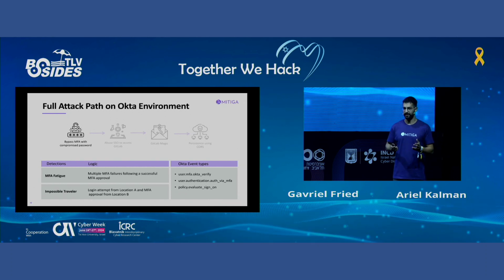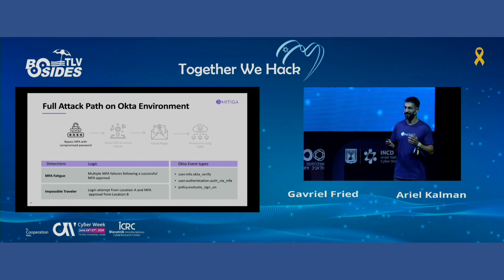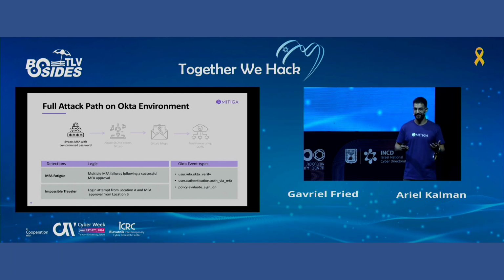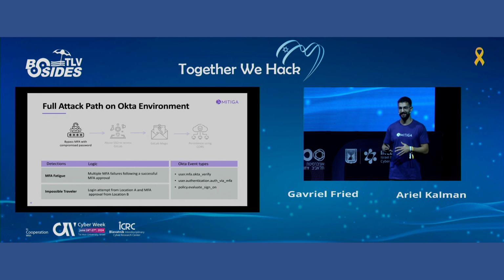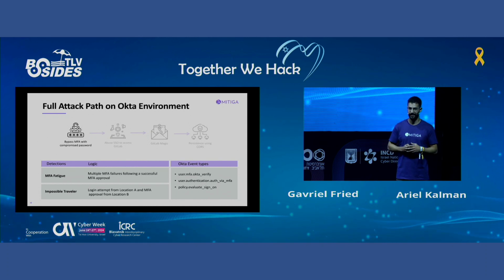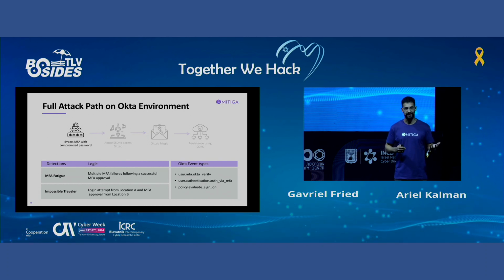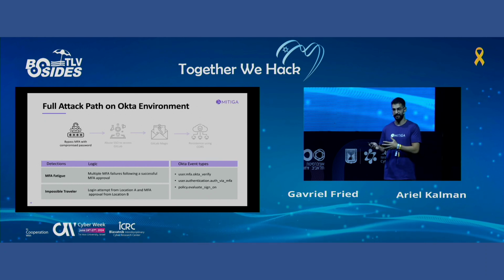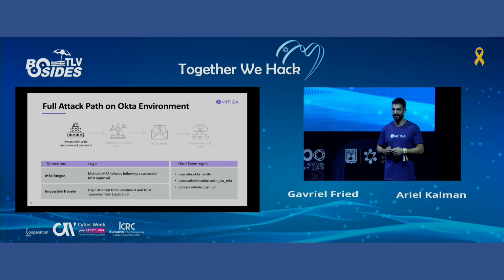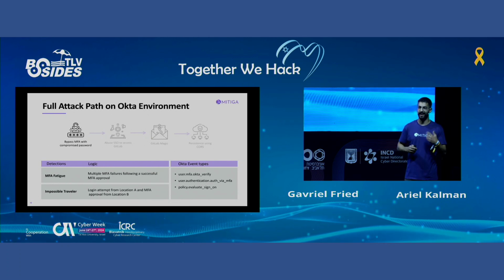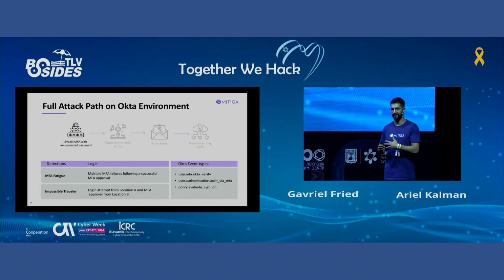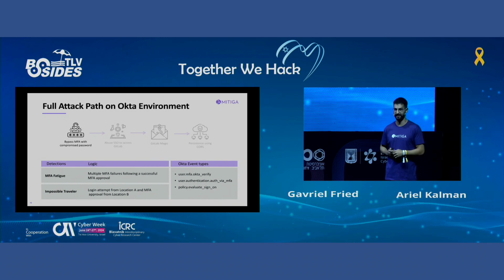The second detection is impossible traveler. This occurs when you detect 2 events from geographically distant places in a short time period. For example, if you see a login attempt from Tel Aviv followed by an MFA approval from Tehran, it may raise suspicion. Detect this by creating a geovelocity function that will assess if the distance and time differences between events make sense.